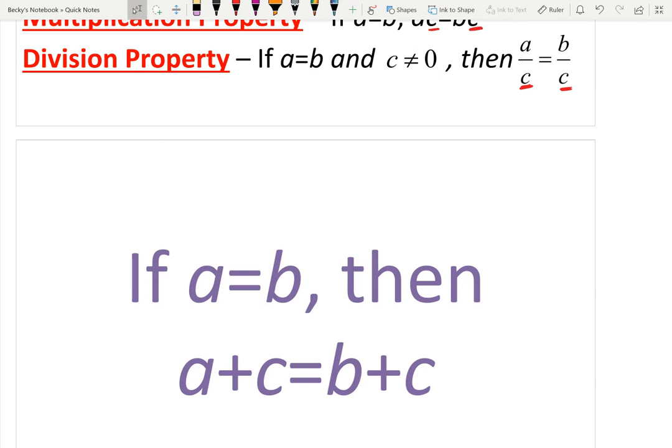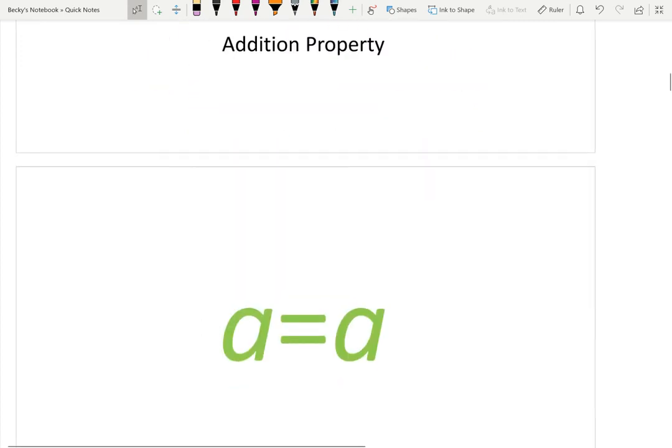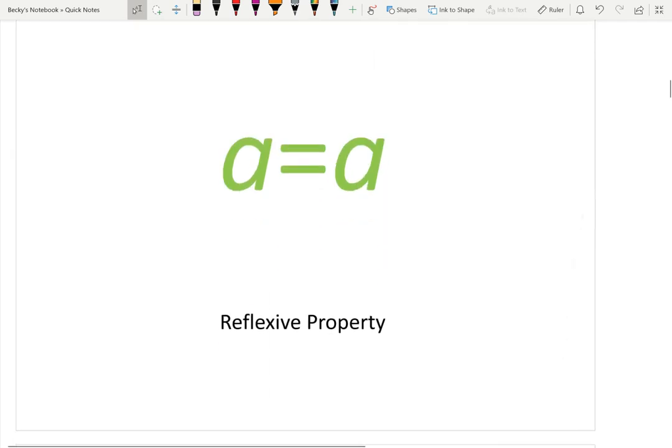So if I give you this, what property is it? You're doing something to both sides. It's the addition property. And again, if I'm going too fast, slow down the video. You go to the little wheel and you can either speed it up or slow it down. Okay, it's the same on the left and the right. That's the reflexive property.